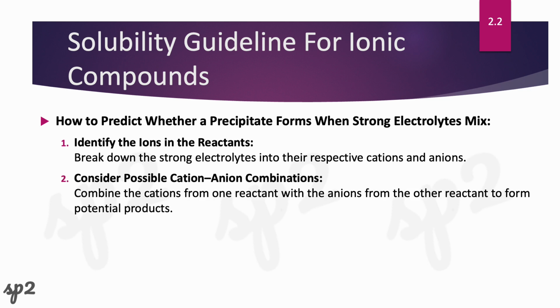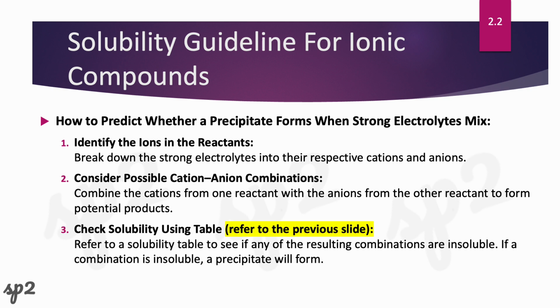Then we need to consider the possible cation-anion combinations. Our job is to combine the cation from one reactant with the anion from the other one to form the potential product. And the next step is checking our solubility with the table that you saw in the previous slide, so that we can decide if something is going to stay as a precipitate or if we need to have that as a dissolved product. And I'm going to show you an example on the next page. So follow me on the next page.